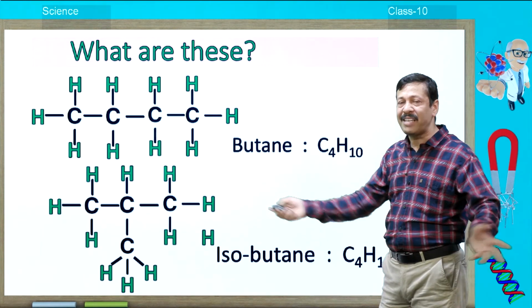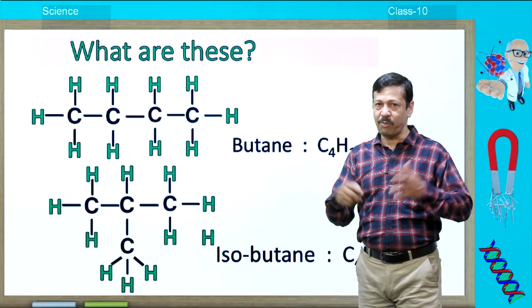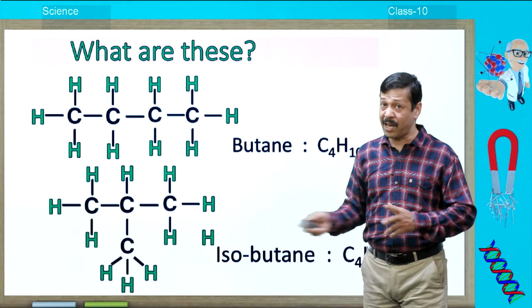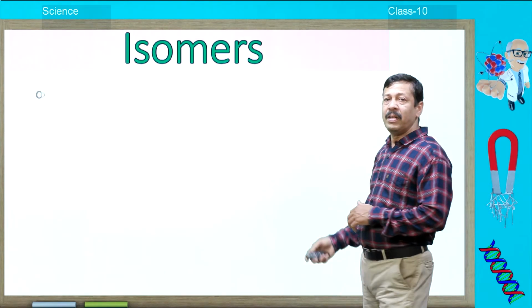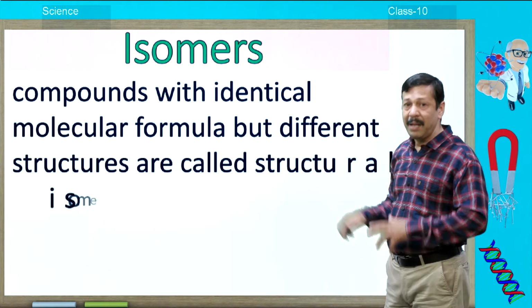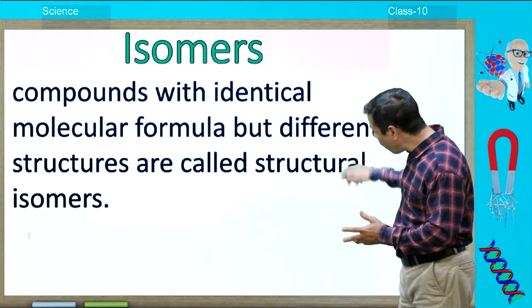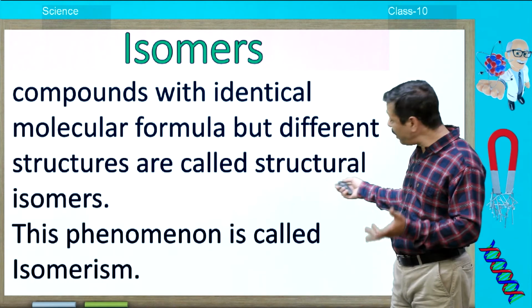Molecular formula is same, but different structures are seen here. Hence, with respect to each other, they are called as isomers. Iso means similar, so they are the isomers. Now, the compounds with the identical molecular formula but different structures are called isomers. This phenomenon is called as isomerism.